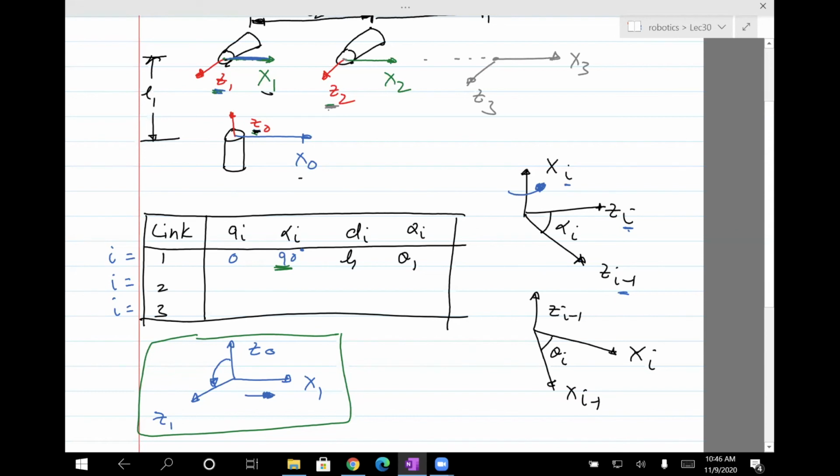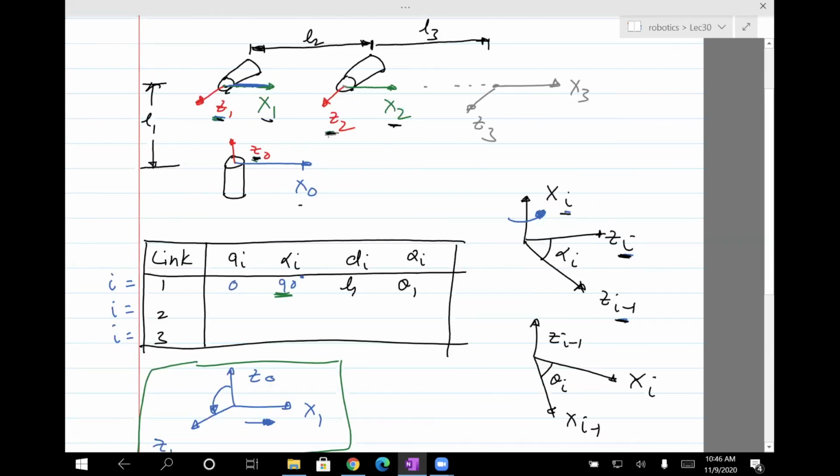Next, go to the second line. Now I put i equals 2. So I need to find the angle between z1 and z2 along x2. So z1 is here, z2 along x2. First of all, the distance between these two lines is L2, because L2 is along x2. So I'll put here L2. Then I need to find the angle between z1 and z2 along x2. Since z1 and z2 are parallel, the angle is 0.